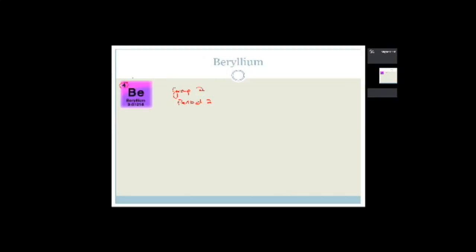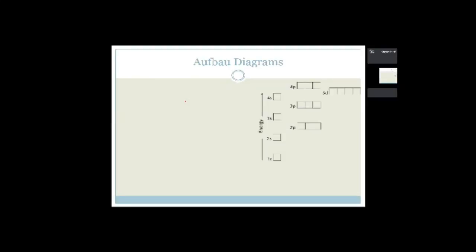We also know that it has 4 protons, and if it is neutral, it's going to have 4 electrons. From this number, we can see it's got approximately 5 protons. So there we go. But now we can actually use that information and the fact that it's in group 2 and period 2 to draw what is called an Aufbau diagram.